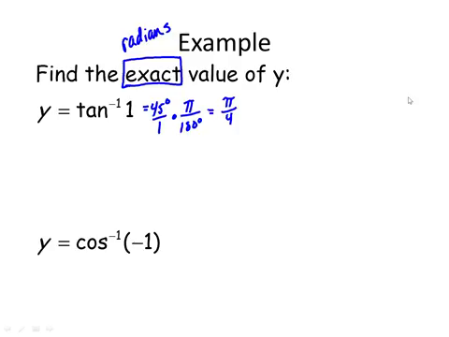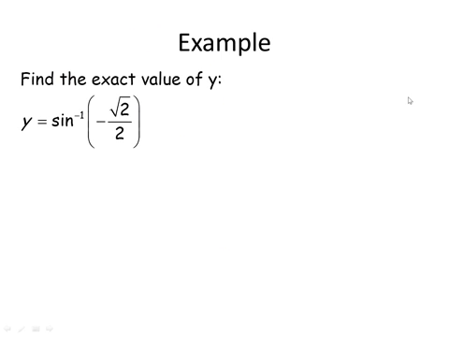Alright, so in your calculator, type in inverse cosine, or cosine inverse, whatever, of -1. What do you come up with? 180 degrees. But in radians, or exact measure, what is 180? It's going to be pi. Yay. Okay? Let's try this.